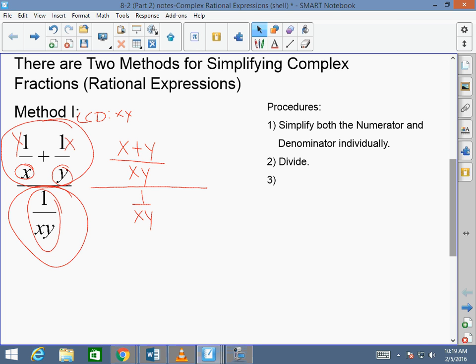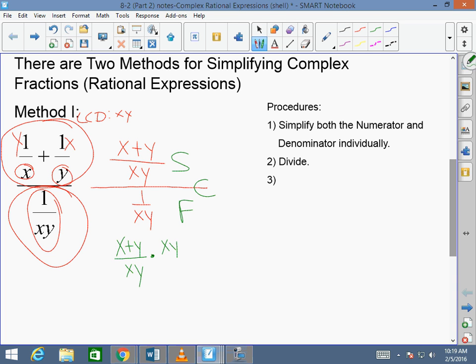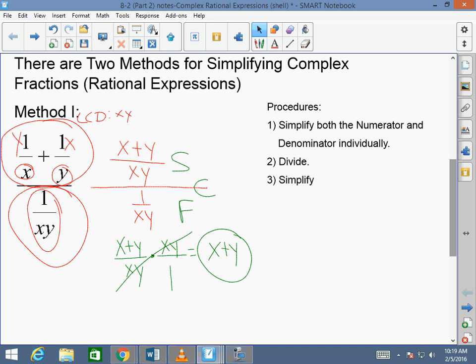Number 2, divide. Remember that when we're dividing fractions, it's stay, change, flip. So x plus y over xy, that stays. Change, flip. The xy's cancel because they're both perfect monomials. And I'm left with x plus y. That's my last step, simplify. Does that make sense?